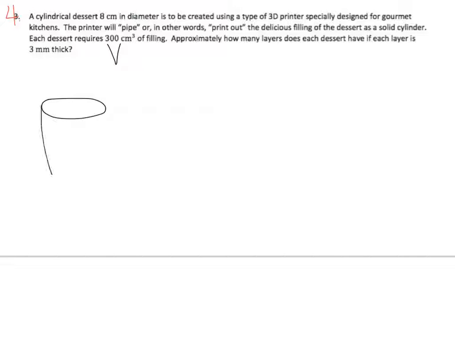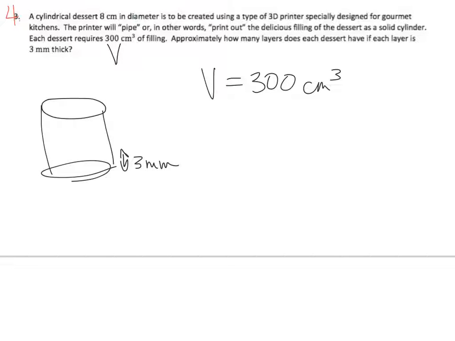So we have a cylinder. Each layer is 3 millimeters thick. Each dessert requires 300 centimeters cubed of filling. The cylindrical dessert's diameter is 8 centimeters, so we're going to go straight to 4 centimeters for the radius. So where do we go from here? Well, we know the volume, we know the radius, we don't know the height, right? So we have 300 centimeters cubed equals pi r squared times h.